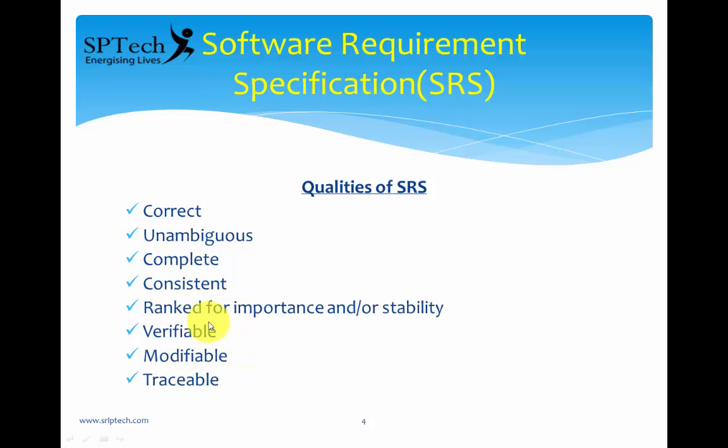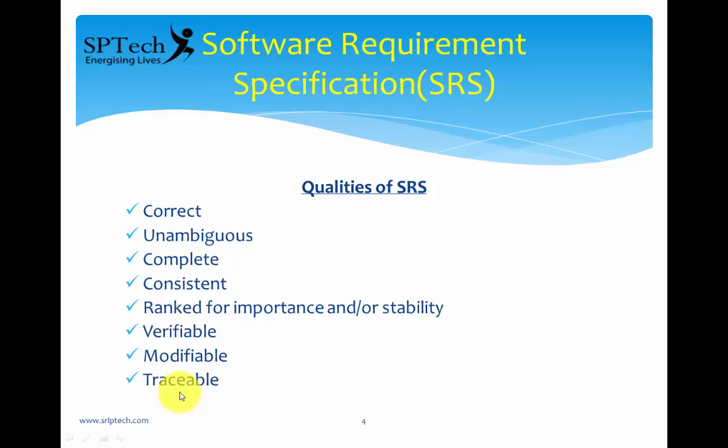And it has to be ranked for importance and stability. That means all the requirements in your SRS have to be prioritized based upon the importance, and it has to be verifiable. What is the meaning of verifiable? Verifiable basically means that we should be able to verify whether the final product meets the requirement or not. It has to be modifiable. That means any changes in the requirement should be easily modifiable. You should be able to manage the changes properly, and all the requirements in the SRS must be traceable, which means you should be able to trace back to its origin.